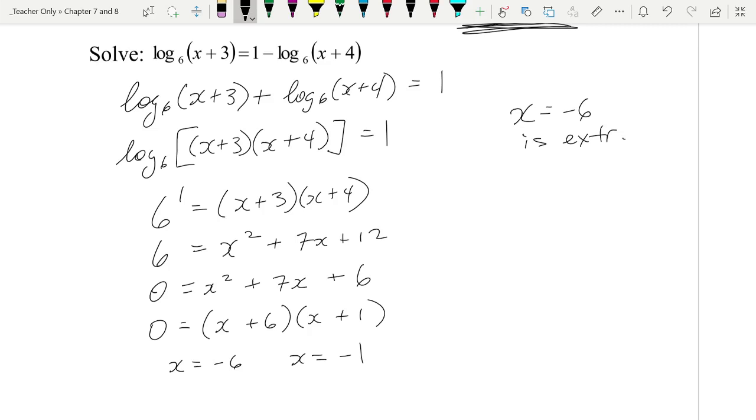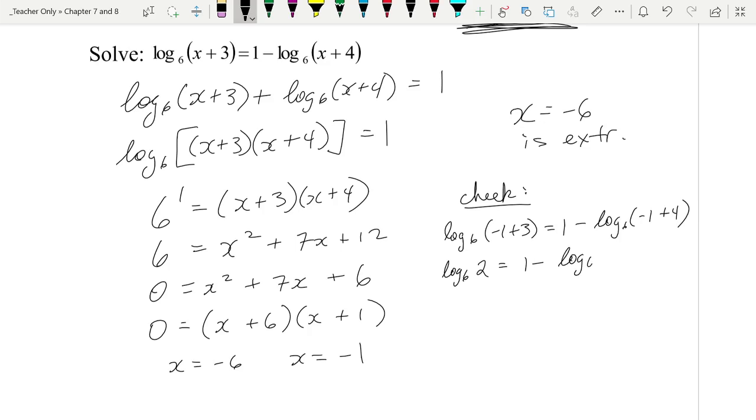But how about the negative 1? Well, let's do the check on negative 1. It doesn't make either of these negative. Log to the base 6 of negative 1 plus 3 should equal 1 minus log to the base 6 of negative 1 plus 4. Now, that's going to be log to the base 6 of 2 is equal to 1 minus log to the base 6 of 3.